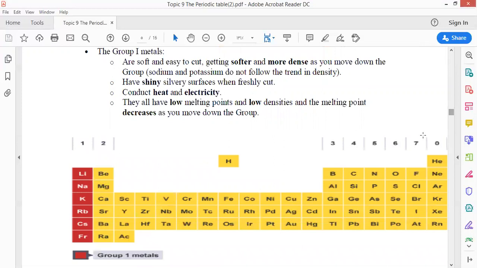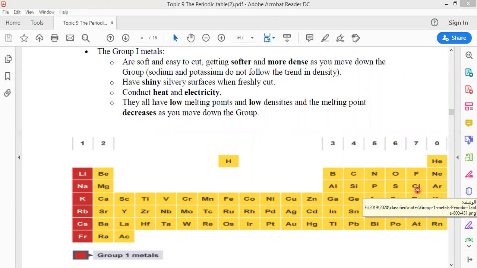Here I have the periodic table. I'm talking about group number 7. This is the group: fluorine, chlorine, bromine, iodine, astatine. Group number 7 in the periodic table. These elements are called halogens. As you know, are these elements metal or non-metal? Of course, non-metal.